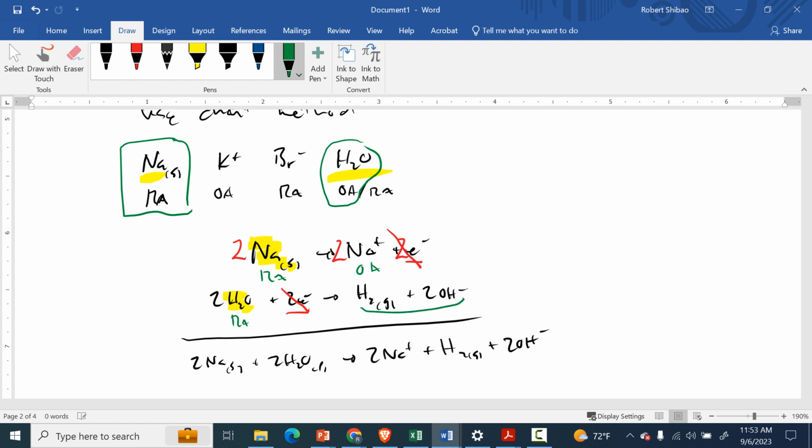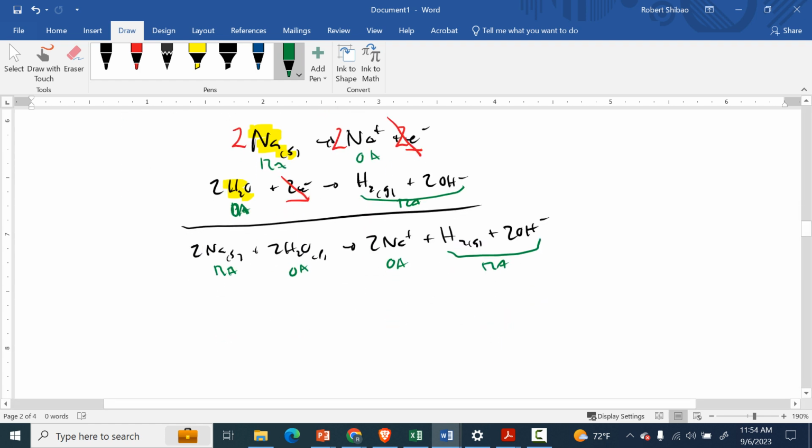Sorry, this is not reducing, this is an oxidizing agent. So its conjugate reducing agent will be hydrogen and hydroxide. And so sodium is a reducing agent, water is our oxidizing agent going forward. Going backwards, sodium ion will be our oxidizing agent, and hydrogen and hydroxide will be our reducing agent.